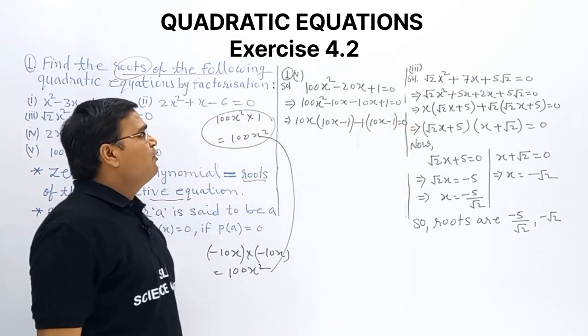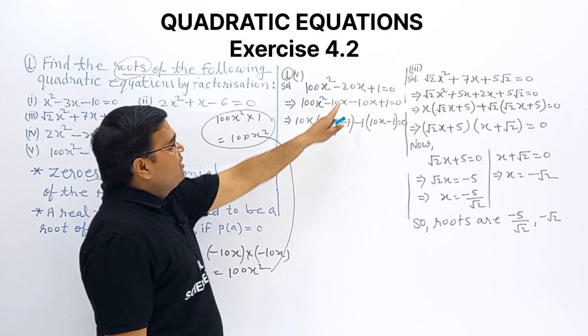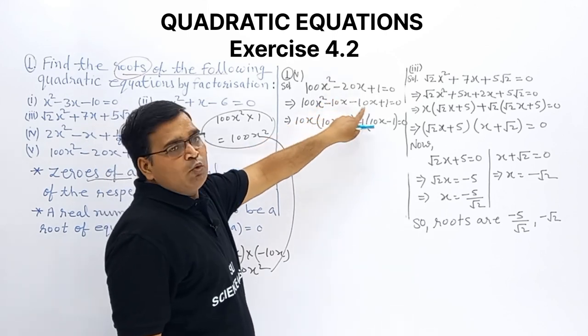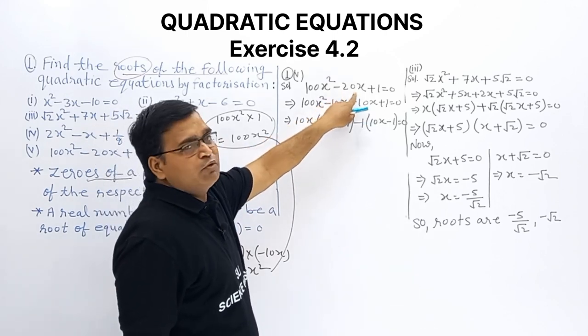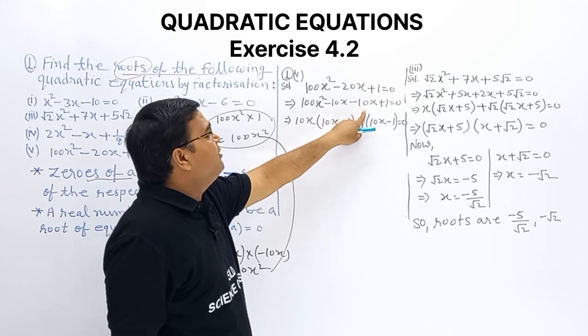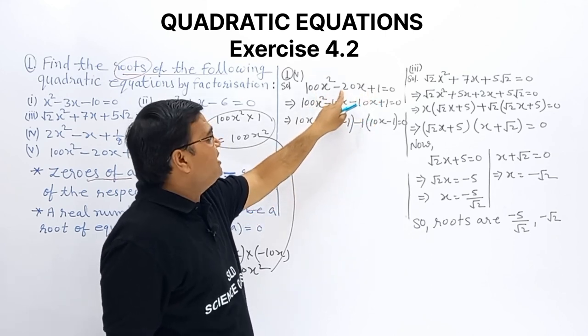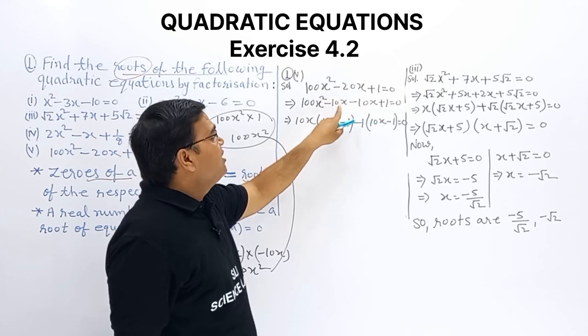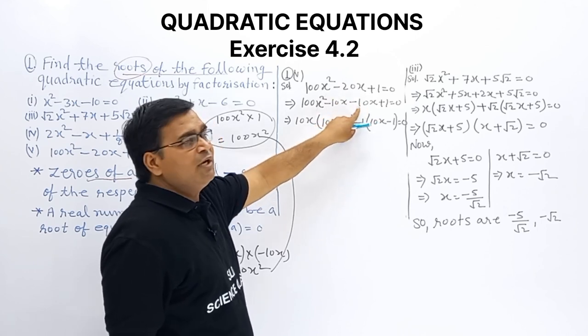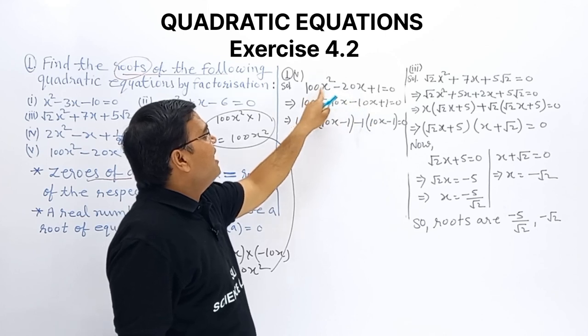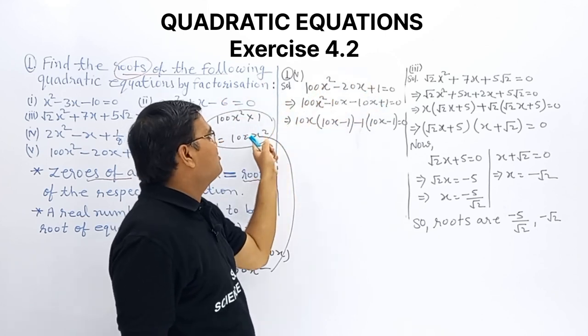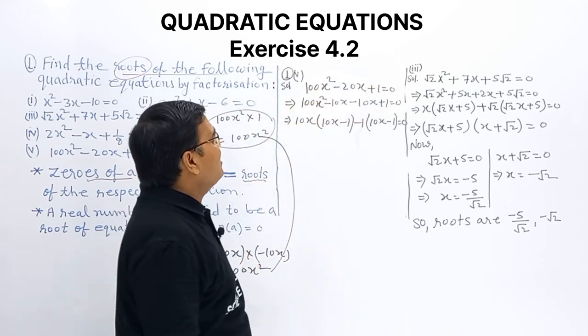Observe carefully what I am doing. First split this one into two parts. The sum of both parts should be equal to this one, and the product of both will be the first and last one product. Minus 10x minus 10x is minus 20x. Minus 10x into minus 10x: minus into minus is plus, 10 into 10 is 100, x into x is x square. And the first and last product will be 100x square. It means our parts are correct.